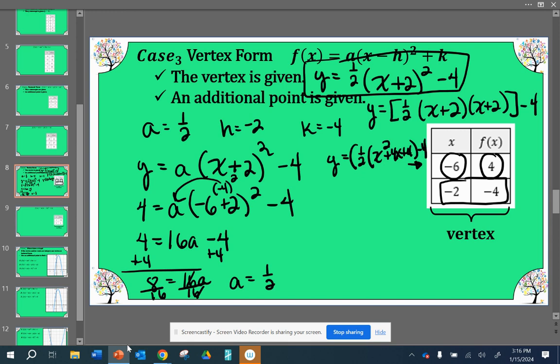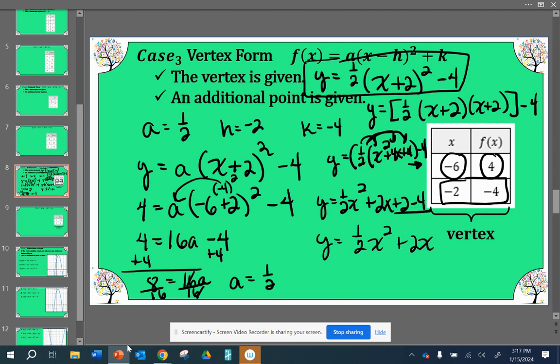Now we're going to distribute the 1/2, 1/2 x squared plus 1/2 times 4x, which is plus 2x. And then we will calculate in the minus 4. So here we have our quadratic equation in standard form.